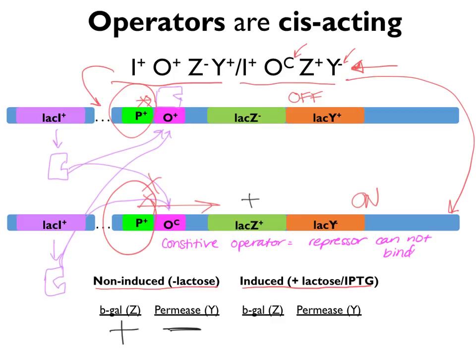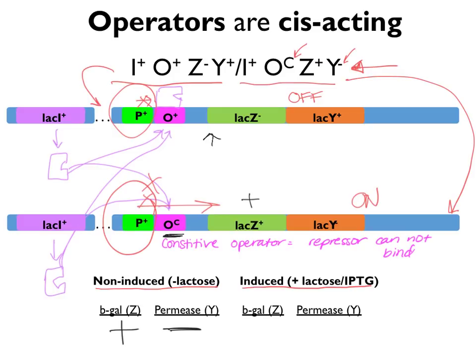And so if we look at this, we can see that the constitutive operator mutation on one copy of the operon is not affecting regulation of the other copy of the operon. And so we would say the operators are cis-acting and that they're only affecting expression of the genes physically downstream of them in that same transcriptional unit. So cis-acting factors are typically regulatory DNA sequences that are only regulating the genes under their transcriptional control.